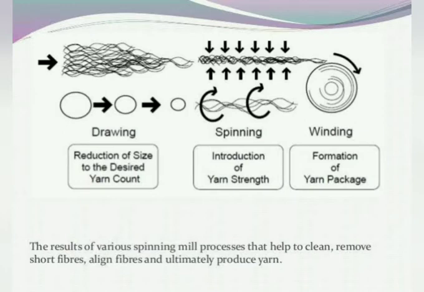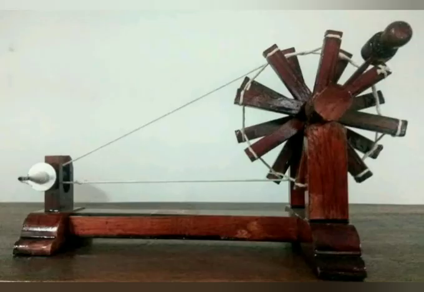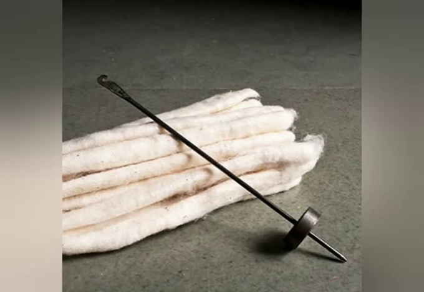Then we have how we get yarn from the fibers. This is done by the process of spinning. The fibers are drawn and spun, and they are wound to form a yarn package. There are two devices used: one is the charkha, which you are seeing here, and the other is the takli. In the takli, you have the hoop, and they keep rolling the thread.